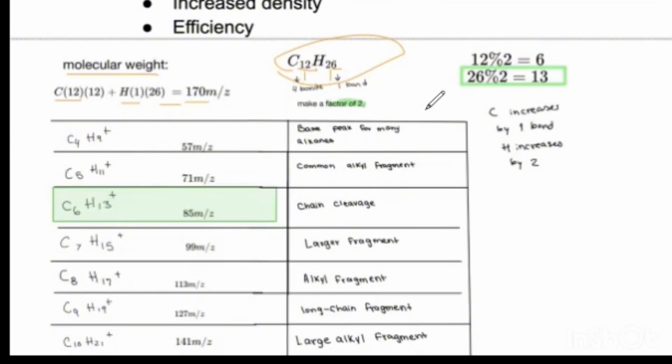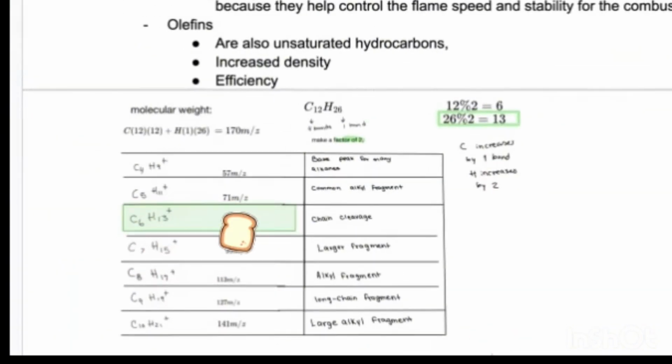We put this by 2, so I actually have a factor of 2. So then if we space it out, 2 6 and 6 13. So my first fragment that I can do is carbon 6 and hydrogen 13. Then you just do the molecular weight, so you get the mass ratio, which is 5.